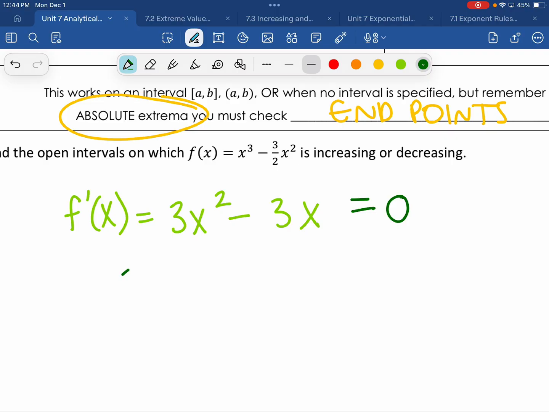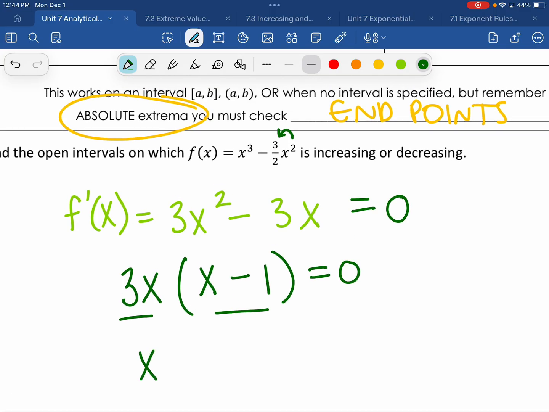So what's my GCF? 3. Why is it minus 3x? Because you multiply the 2 by the top number on the fraction, so that gets you 6, and then 2 goes into 6 3 times, so it's negative 3. So you take the 3x out, and on the inside you're left with x minus 1. Now we are setting this equal to 0, so you have to set each factor equal to 0. So your critical numbers are 0 and 1.